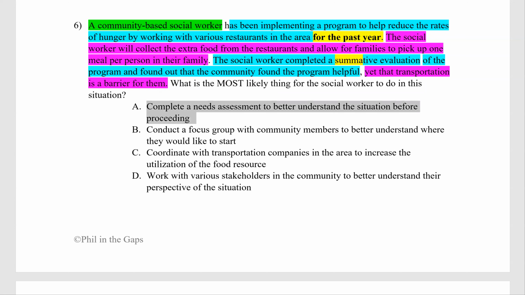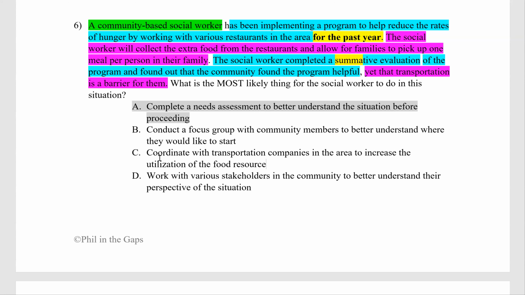So right off the bat, we're going to rule out A. Why? Because the summative evaluation already told us what the need was, which is transportation. So we wouldn't conduct a needs assessment within this because it's already been done. The need has already been identified. So we're not just going to do another assessment based on the fact that the evaluation told us particularly what the needs were. So do not just jump to conclusions and say, well, we need to conduct another assessment when we did an evaluation, which accomplished the same goal.